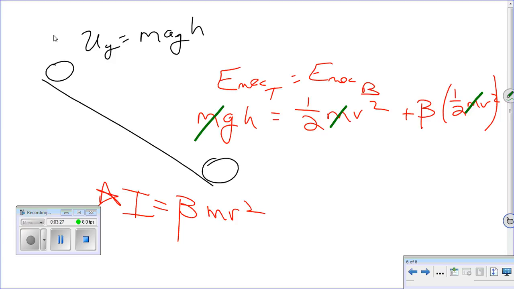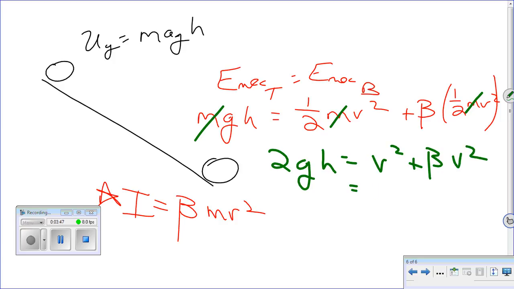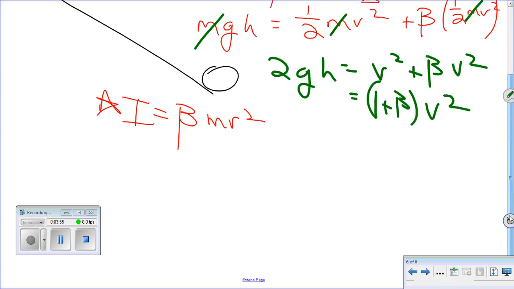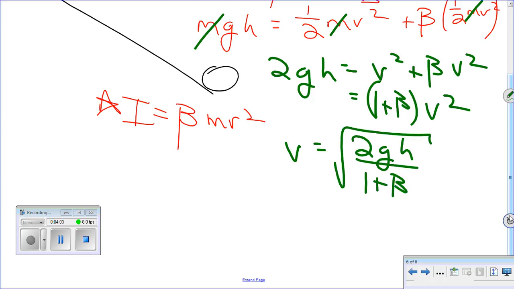If I simplify this, bear with me here. When we get to the end of this, I'm going to show you something that you can remember, a useful thing. So bear with me. All right, so let's multiply by 2. You get 2gh equals v squared plus beta v squared, which is the same as 1 plus beta times v squared, right? Cool. So it looks like v at the bottom is going to be 2gh over 1 plus beta, and then you have to take the square root, right? Follow?